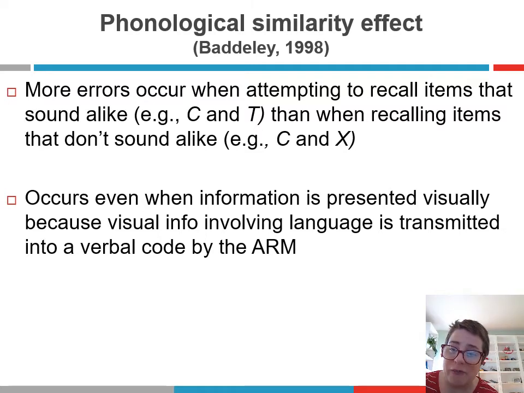So because everything in the phonological store is processed for sound or auditory information, so it's literally spoken to yourself, right? Because you can hear it in your mind's ear, so to speak. Information that sounds similar is going to be more confusable and thus more prone to memory errors than information that sounds different. Okay.